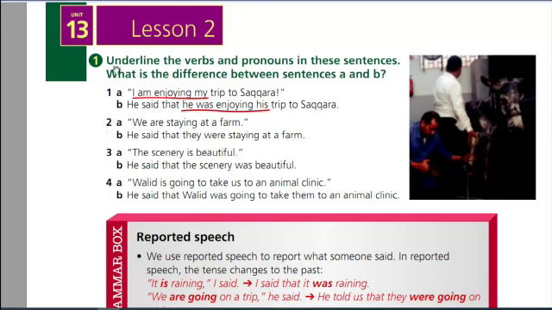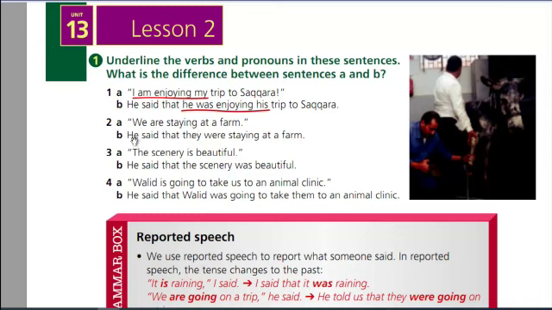Exercise number 1, underline the verbs and the pronouns in these sentences. Here we got many sentences, and we're going to just put a line under the pronouns and the verbs. And we are going to say what's the difference between sentence A and sentence B. Let's start. Number 2. We are staying at a farm. So the pronoun here is we, and the verbs here are are staying.